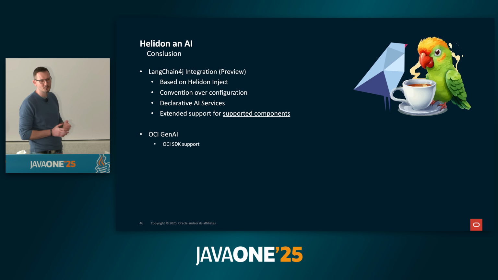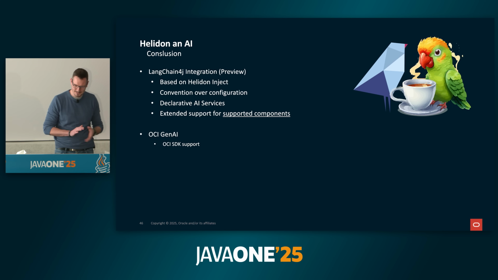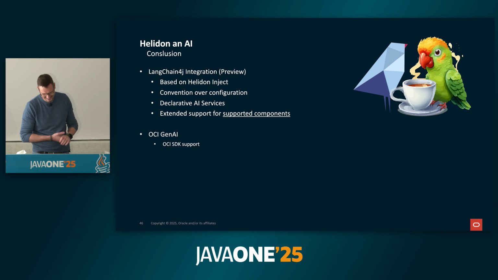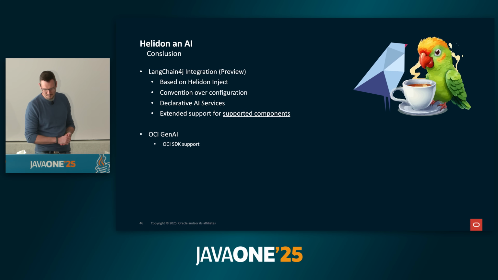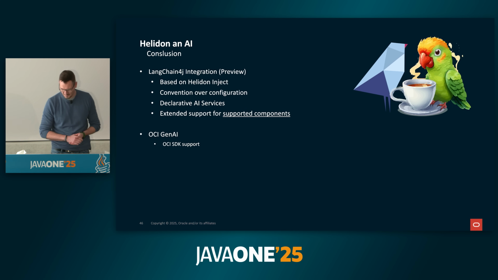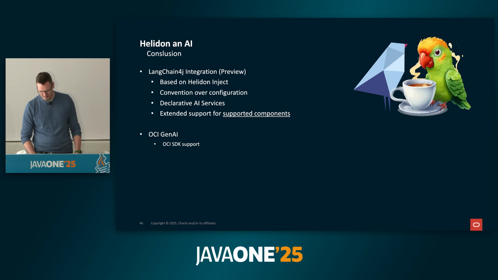And we have a conclusion. Sorry for the speed for the last slides. It's those 4 minutes. LangChain4j integration is one of the first features based on the Helidon inject. It provides extra extended integration with some selected supported LangChain components, but you can use all of them. It's just that for some of them we have even better features prepared. And the OCI GenAI works great. As you have seen, we have really nice tweaks for you to use.